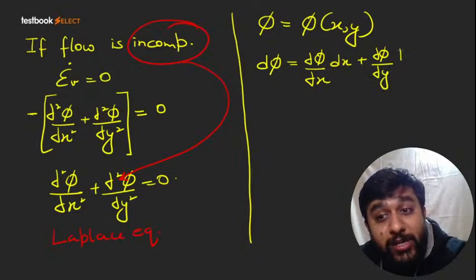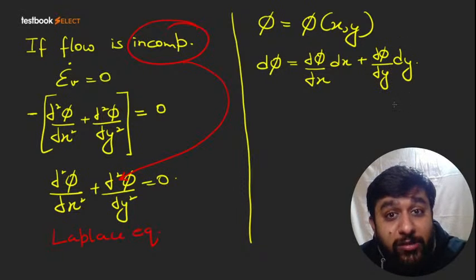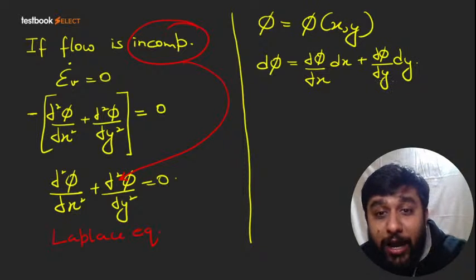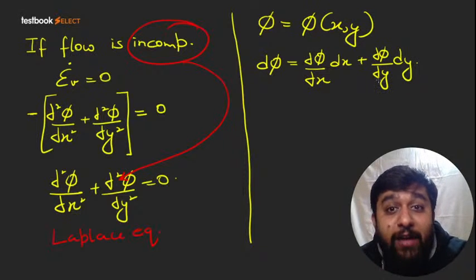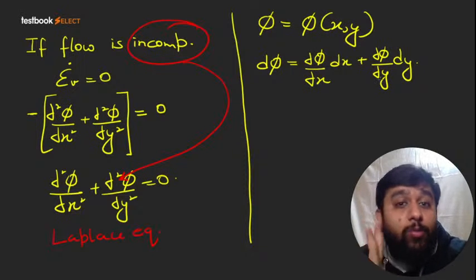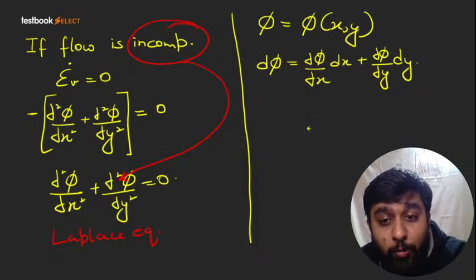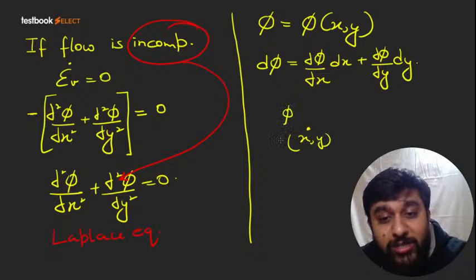Now, many students ask, what is the meaning of this d phi? It means the difference of function value between 2 points. So actually there are 2 points. One point is x comma y. Here the value of function is phi.